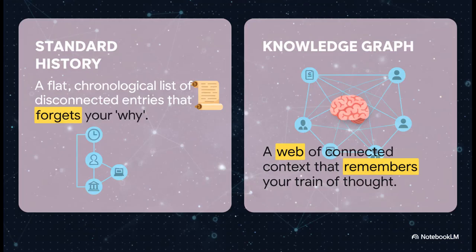And yeah, this comparison just nails it. Your standard history is just a flat list of disconnected links. It completely forgets your why. But a knowledge graph, that's a web of connections, of context, that actually remembers your train of thought. This is the fundamental upgrade we're talking about here.